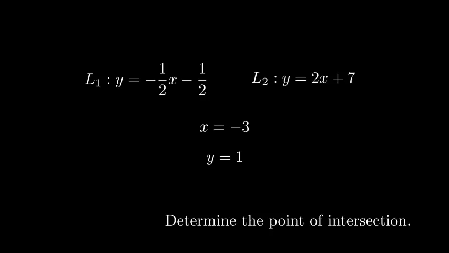So if we do that, we get -1/2 times -3, which gives us 3/2. Minus 1/2 gives us 2/2, which is equal to 1 as expected. So our point of intersection is the coordinate (-3, 1). And that's our final answer.